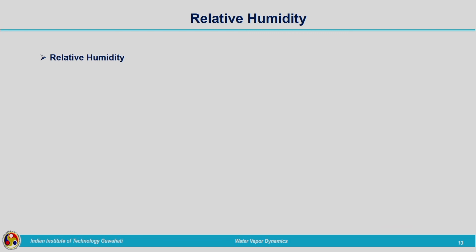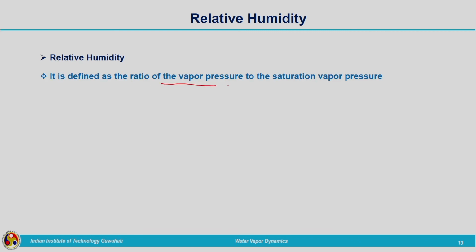Next is the relative humidity. Relative humidity, from the name itself it is clear, we are talking about some relative perspective. It is defined as the ratio of vapor pressure to the saturation vapor pressure. We know what is meant by vapor pressure, we know what is meant by saturation vapor pressure. So relative humidity is the ratio of the vapor pressure to the saturation vapor pressure. We are representing relative humidity by the notation RH, RH is given by E divided by ES.